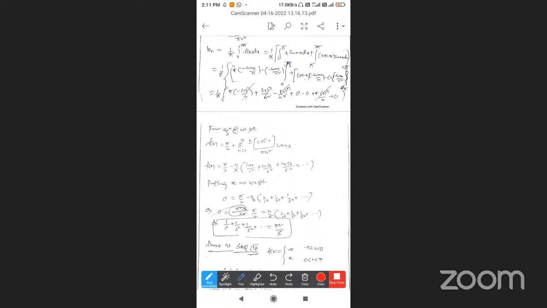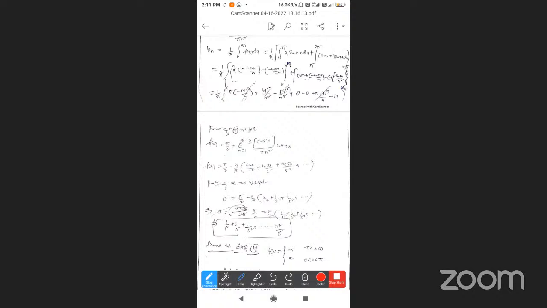The bn value is 0, so there are no sine terms. So f of x is equal to pi by 2 plus the cosine terms. n is equal to 1, n is equal to 3, n is equal to 5, only odd numbers apply, where minus 1 whole power n is minus 1. So what happens to this value? Minus 1, minus 1, minus 2, and minus 4 by pi. All are negative values for n is equal to 1, n is equal to 3, n is equal to 5, n is equal to 7.